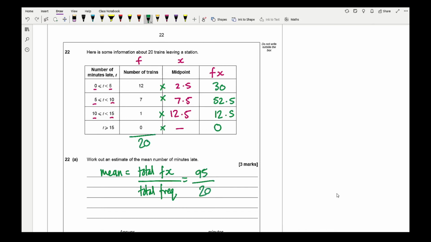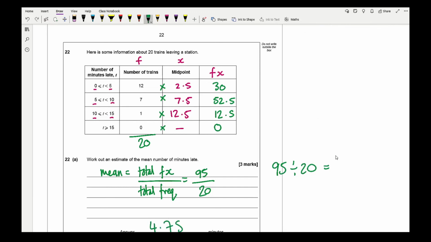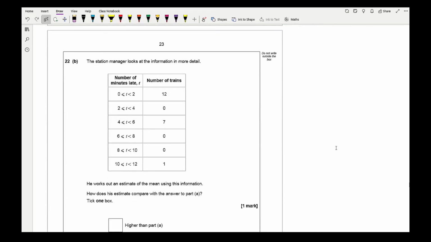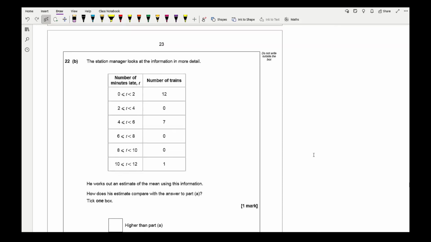So to work out the mean, I need to do 95 divided by 20, and I'm going to type that into my calculator. So 95 divided by 20 equals 4.75, and there is my final answer. Then for 22b, it says the station manager looks at the information in more detail and splits it all up. He works out the estimate for the mean using the information. How does the estimate compare to your answer in part a?